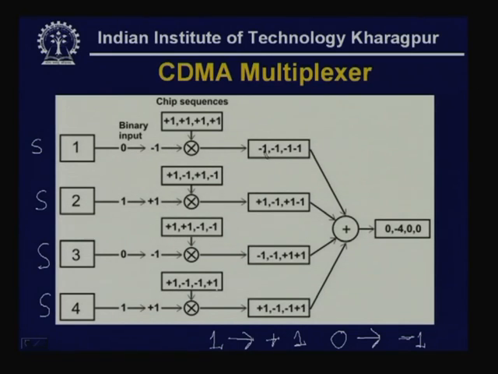So, here you see +1 +1 -1 +1 -1 +1 becomes 0. For the second bit, -1 -1 -1 -1 becomes -4. You have to add all 4. Then -1 +1 -1 +1 becomes 0, and -1 -1 +1 +1 becomes 0. So, the composite data, that composite signal, corresponds to 0 -4 0 0.